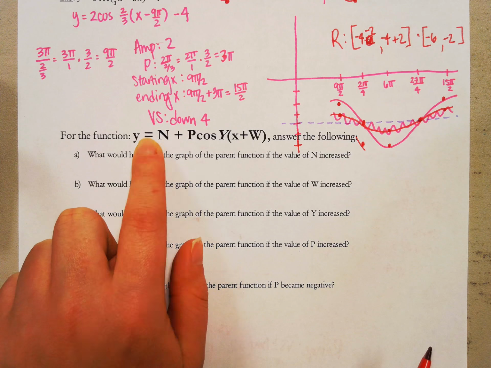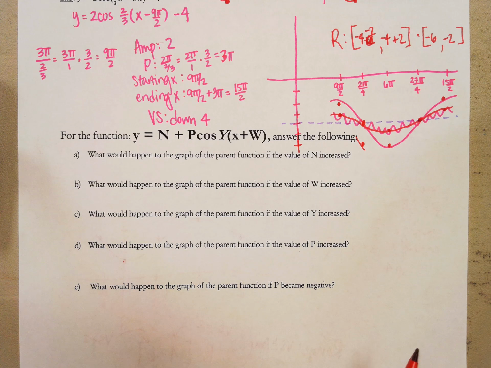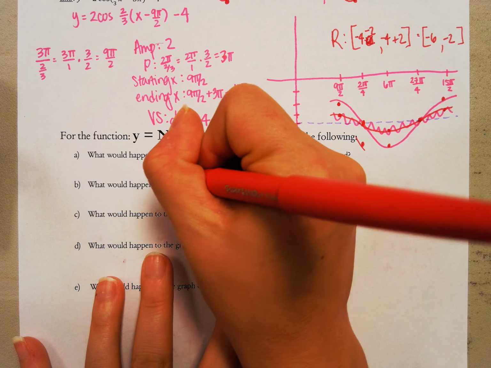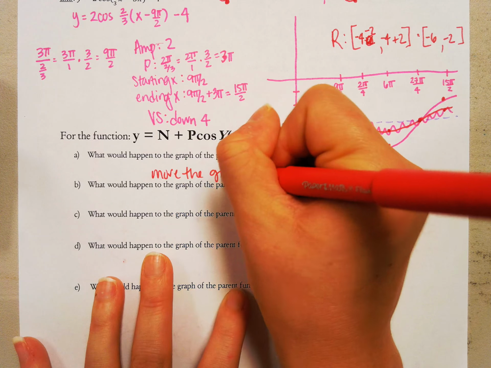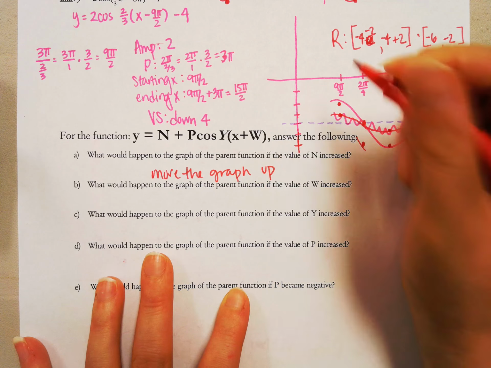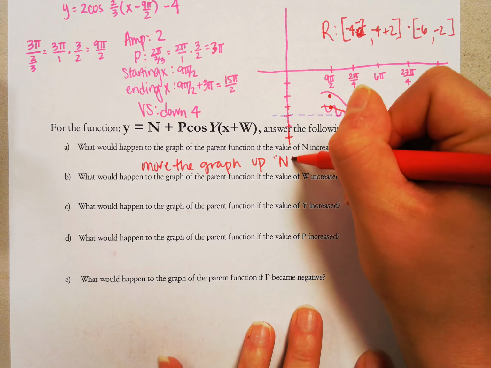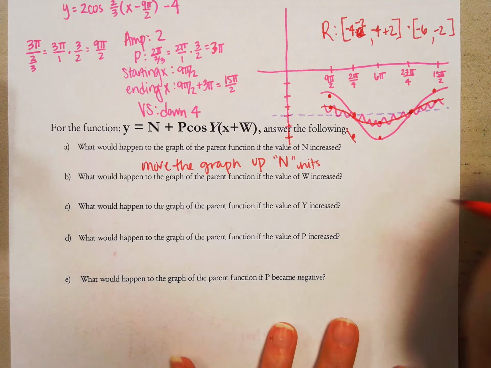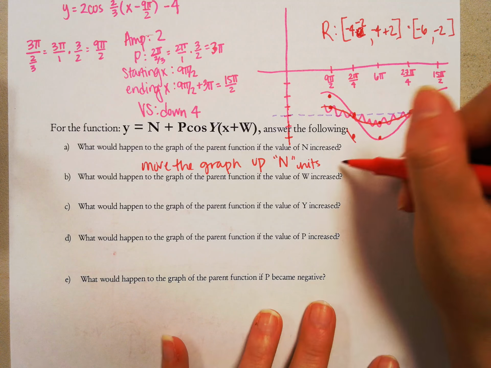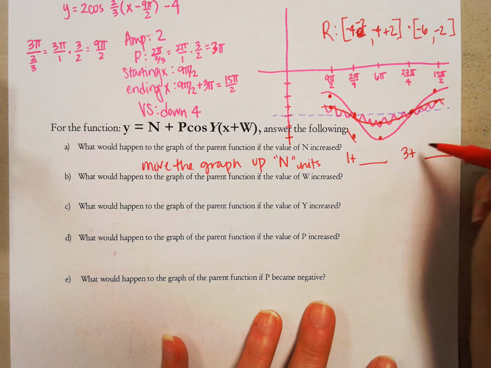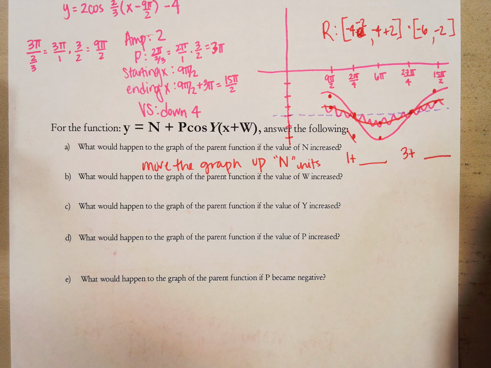Well, n right now is that outside number. It's really acting as a vertical shift. So if n got bigger, that means that it would move the graph up n units. Or n more units. It would move the graph more up. So like right now, if it was 1 plus some stuff, and now it's 3 plus some stuff, it moves it up that many more units. Okay, same kind of idea.